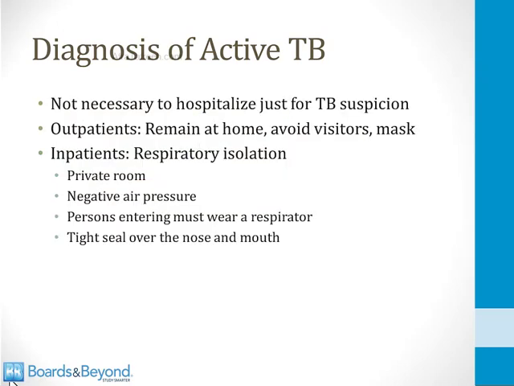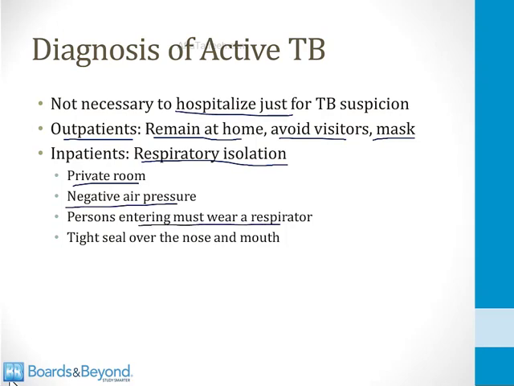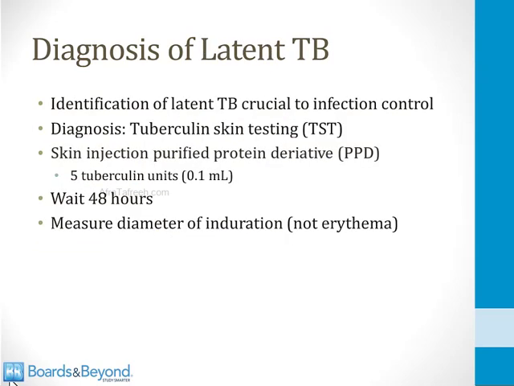It's not necessary to hospitalize someone just because you suspect tuberculosis. If they're well enough to go home, you can work them up as an outpatient, tell them to remain at home and avoid visitors and wear a mask until you've excluded TB. If you decide to hospitalize someone because they're very sick, you need to put them on something called respiratory isolation. So there are sick patients in the hospital. Some of them may even be immunocompromised, and you can't expose them to a patient who potentially has TB. So the TB patient has to go in a private room with negative air pressure, and people who enter must wear a respirator with a tight seal over the nose and mouth. It's actually quite cumbersome to hospitalize someone who you're trying to rule out for TB because of all these precautions you have to take. So that's how you diagnose active TB in someone who's coughing and very sick.